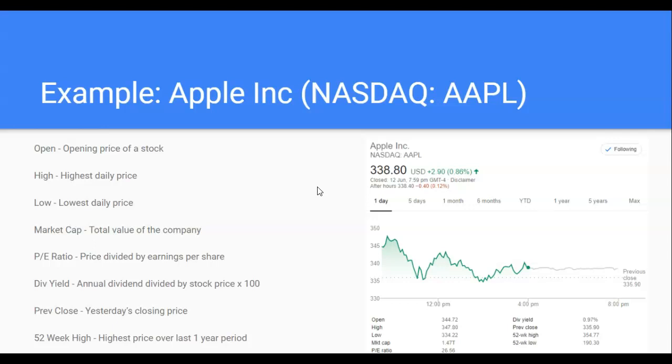And then the 52-week low is the lowest price the stock traded. Usually people like to use the 52-week high and the 52-week low as a quick gauge of how expensive a stock is. If a stock is near its 52-week high, people tend to say that the stock is trading at a more expensive level. And if the stock is trading near its 52-week low, it's much cheaper.